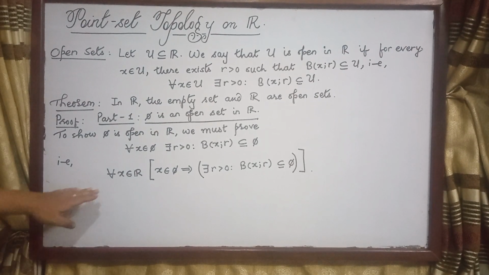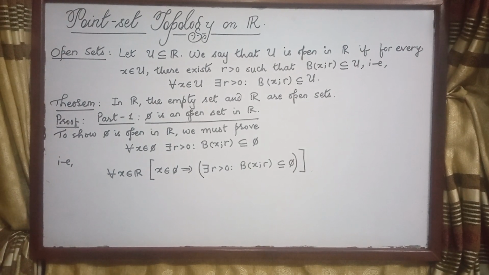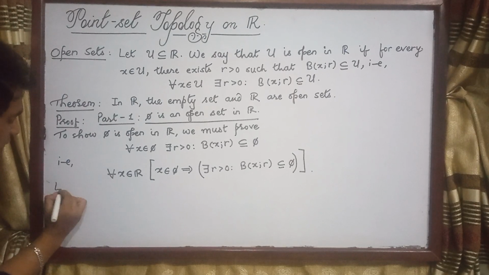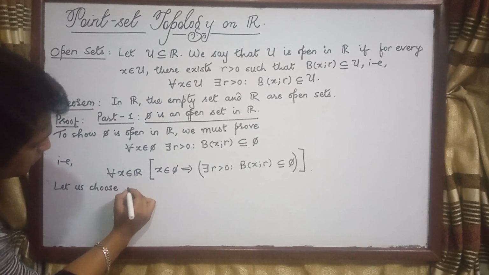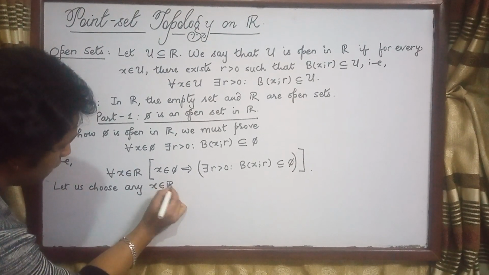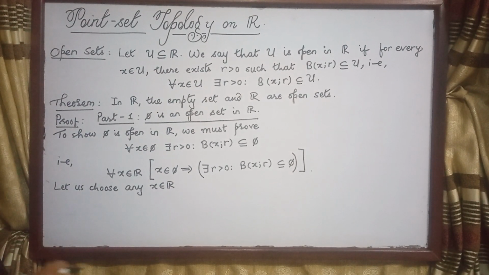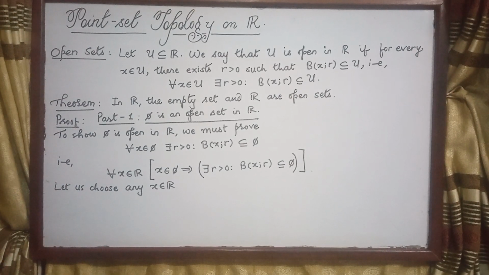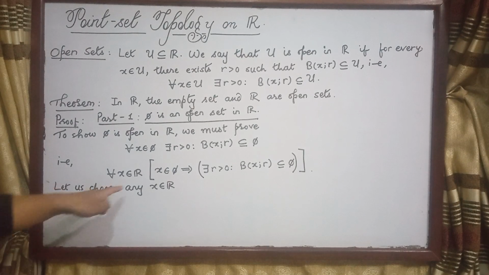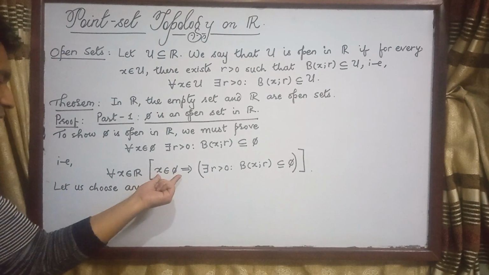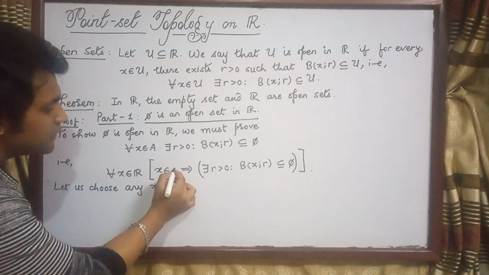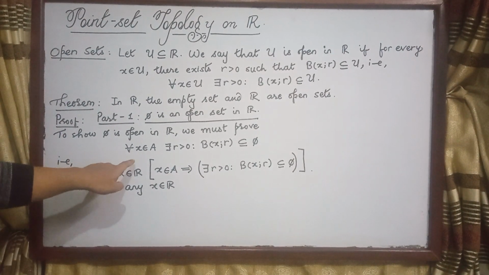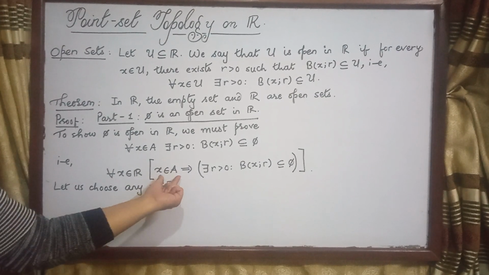Okay, all right, so we need to show that this statement is true. Let us choose any x belonging to R, or suppose, let's say, any x belonging to R which is also in phi. If there was some other set, it would mean any x belonging to R that is inside of that set. Let us choose any x belonging to R which is also in the set A.